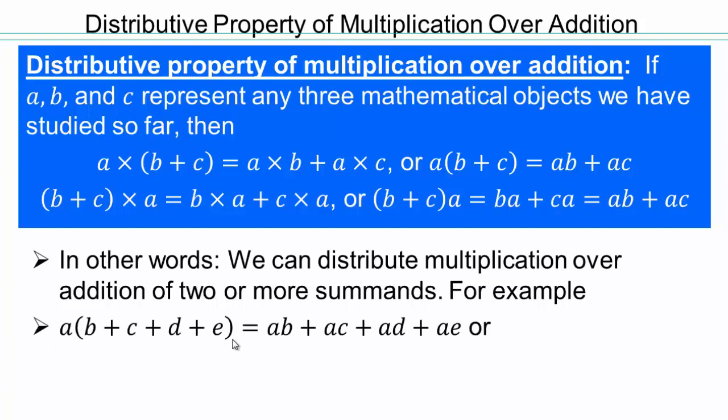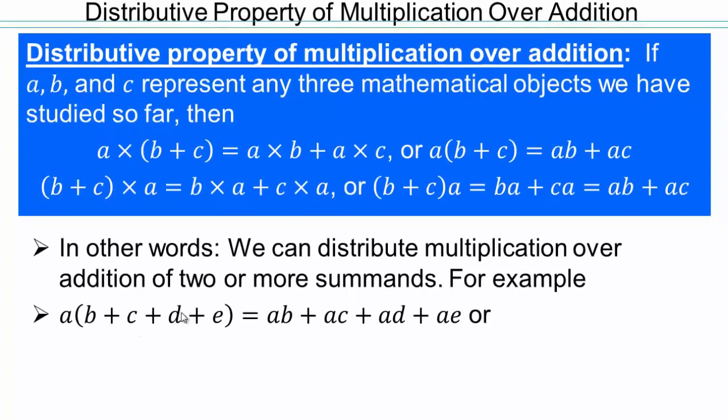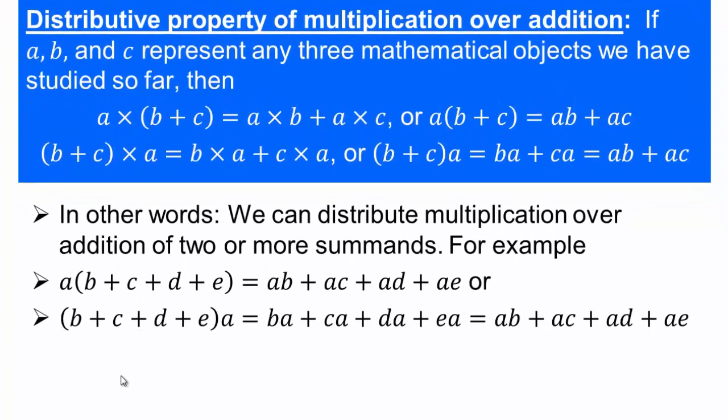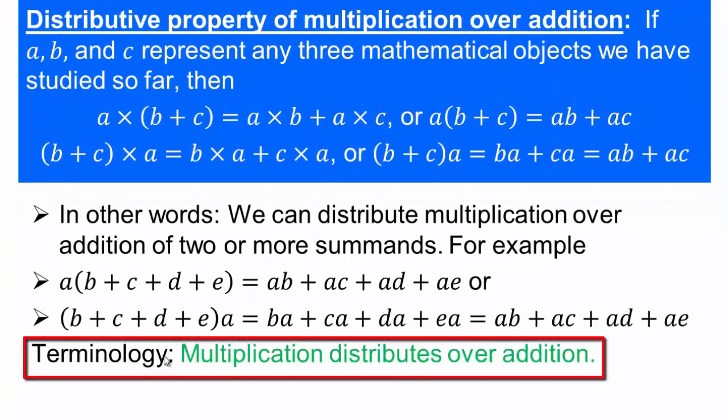So let's say I ask you to do this. That will be A times B plus A times C plus A times D plus A times C. Doesn't really matter how many objects you have here. Same thing from the other side. So multiplication distributes over addition. This is very, very important to remember.